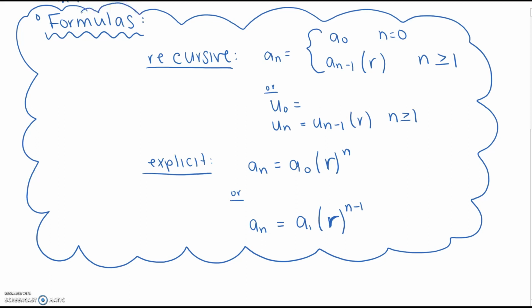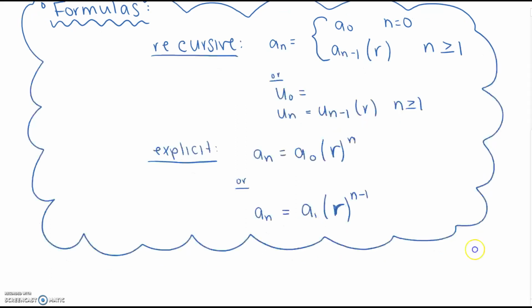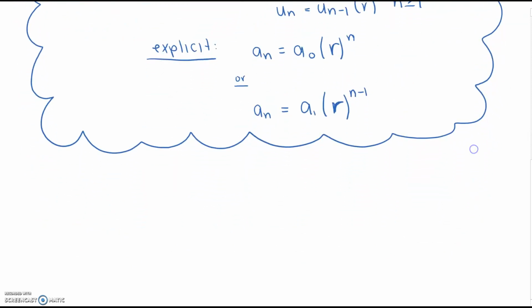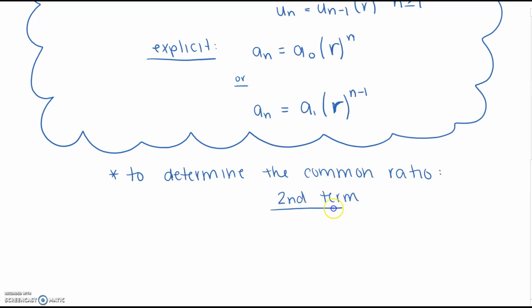Some important pieces. We've done arithmetic sequences. To find the common difference, you subtract your terms. To determine the common ratio, we are going to do the second term divided by the first term. And that will give you r. You can do third term divided by second, fourth term divided by third, depending on how many terms you have.